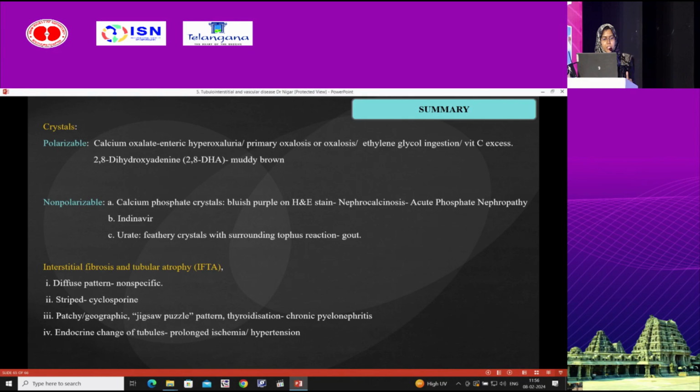And finally, about IFTA, when there is a diffuse pattern of IFTA, it's usually non-specific. A striped pattern of IFTA suggests cyclosporin toxicity. A patchy or geographic pattern with a jigsaw puzzle-like appearance and thyroidization suggests chronic pyelonephritis. And when there is endocrine change of the tubules, it's probably due to prolonged ischemia or hypertension.